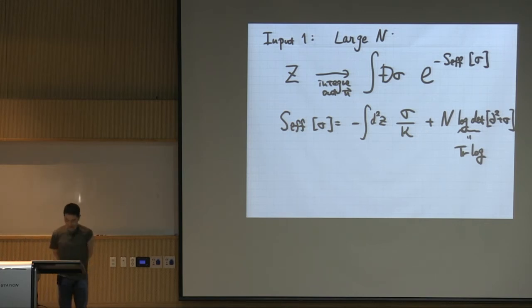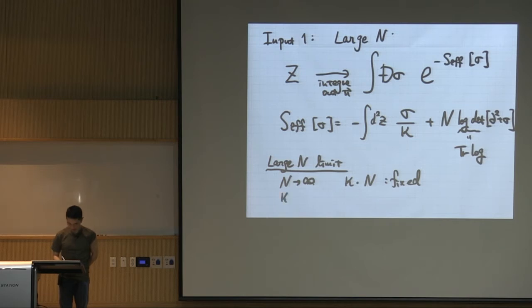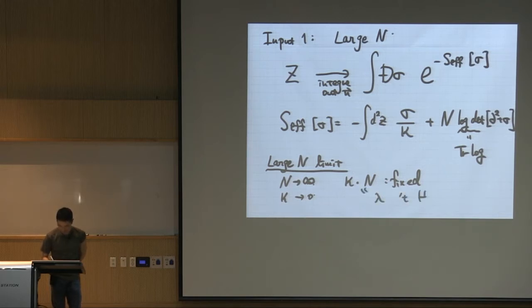So far, I'm not taking any large N limit, but let's now take the large N limit. Here, I take the large N limit by sending N to infinity and at the same time keeping kappa N fixed, which basically means I'm also sending kappa to 0. This is a kind of analog of the 't Hooft coupling constant in the large N gauge theory.